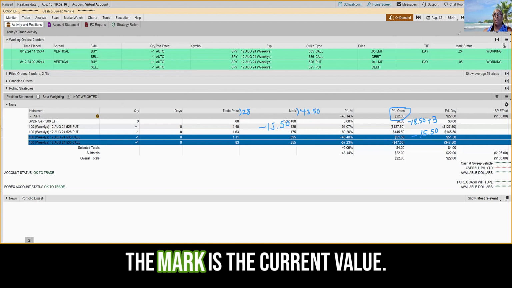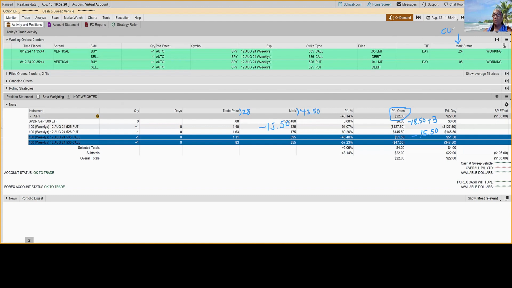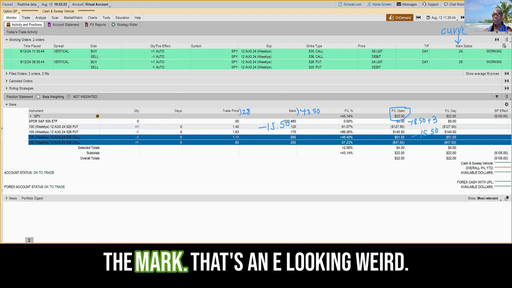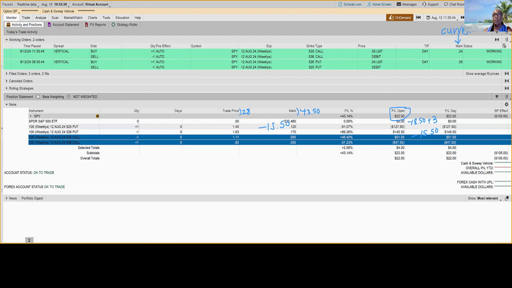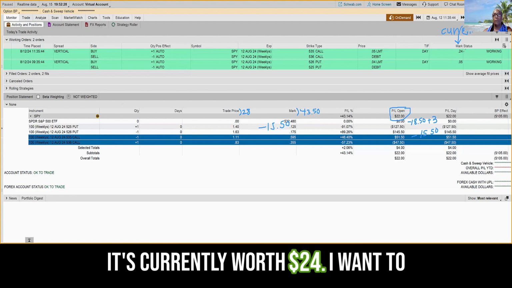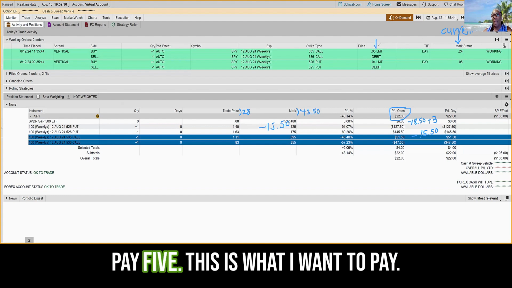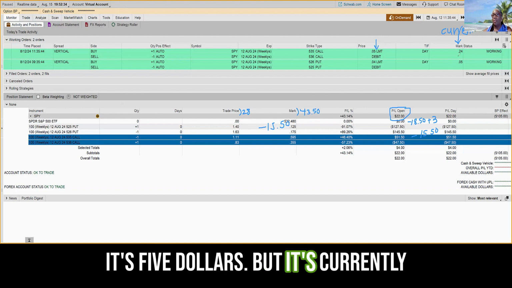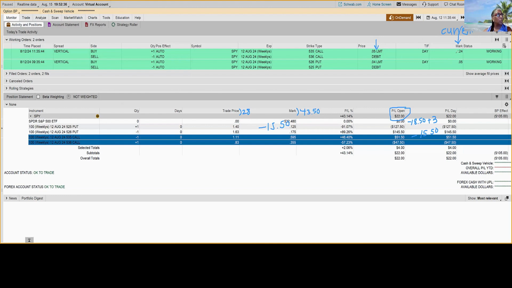The mark is the current value. This is what it's currently worth, is the mark. It's currently worth $24. I want to pay $5. This is what I want to pay. It's $5, but it's currently worth $24.